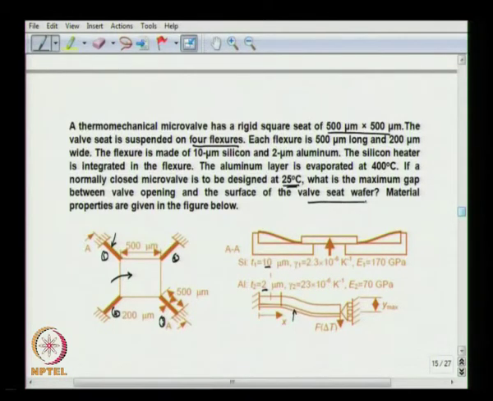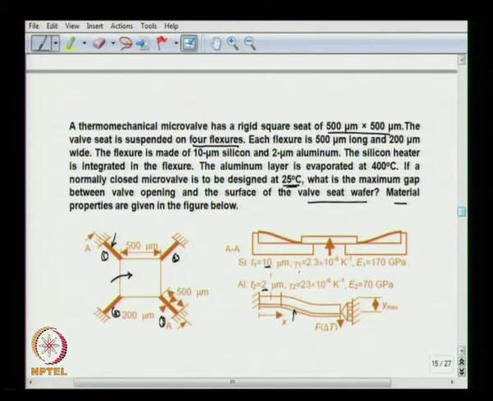Okay. So, let us say it is initially evaporated at 400 degree C. Now, if we were to design the micro valve to be closed at 25 degree C, so it is getting the compressive stress, because the temperature is going down. So, it is going to be compressed against the valve seat. So, we have to determine what is the maximum gap at which still the valve is going to be closed, and the material properties are given.